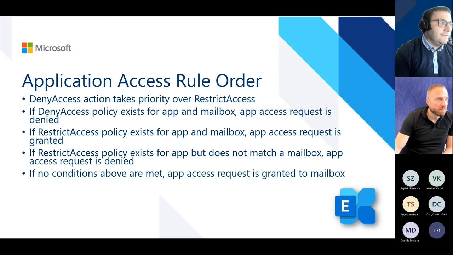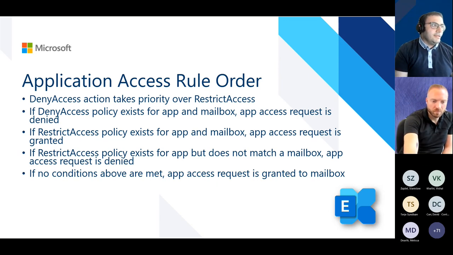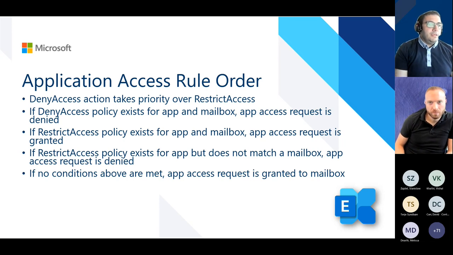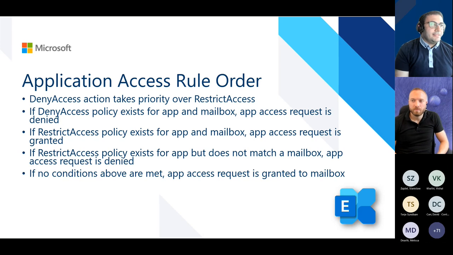So I did find this rule order. It's most security to least security. Deny access action will take priority over restrict access. So if a deny policy exists in the app policy and it's assigned to that mailbox, the app access request will be denied. If a restrict access policy exists for the application at the mailbox, then that request would be granted. If a restrict access policy exists for the application, but it doesn't match a mailbox, your app access request would be denied.